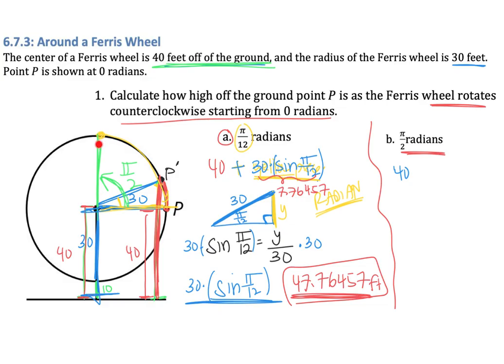And then, because it's directly above, we're just adding what's right above it? Well, that's just the radius. So what is the radius length? The radius length is 30. So it's 40 plus 30, so that would be exactly 70 feet above. So point P up here would be exactly 70 feet above. So the diameter of this Ferris wheel is 60 feet, and then it's 10 feet above the ground.